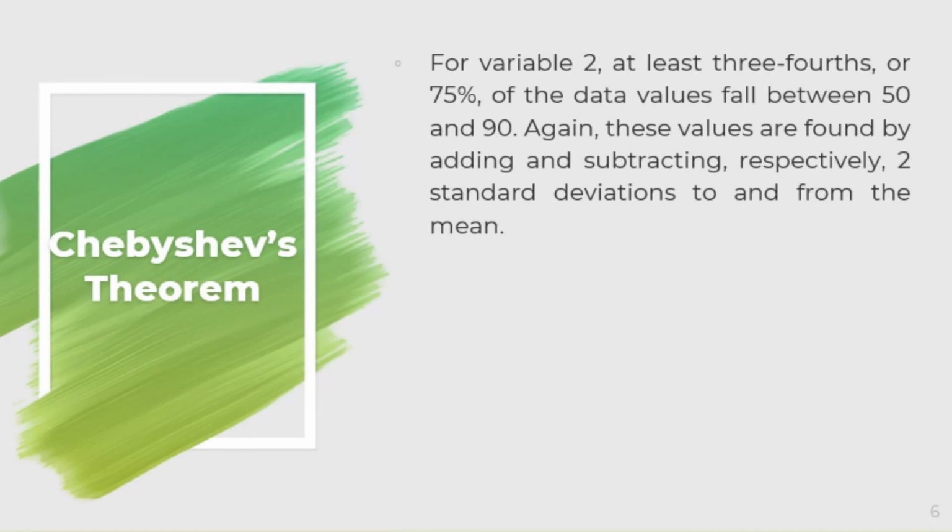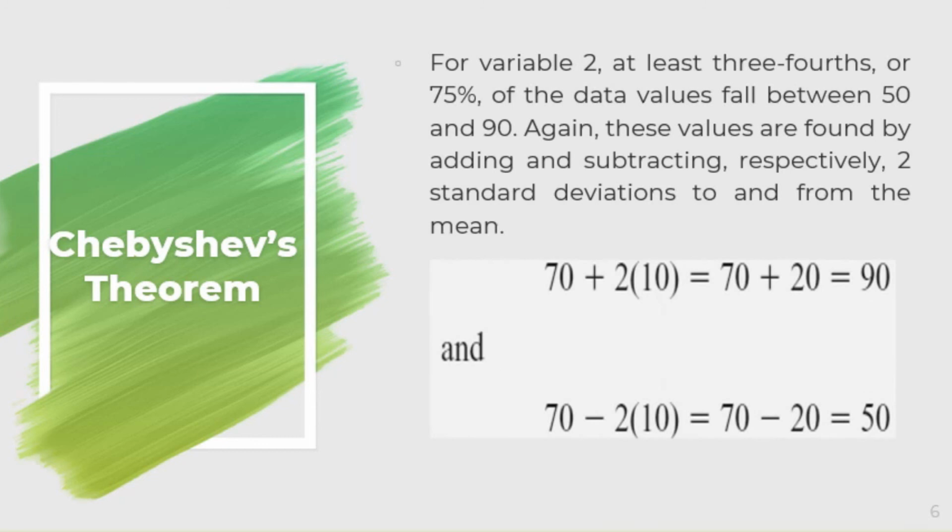For variable 2, at least 3/4 or 75% of the data values fall between 50 and 90. Again, these values are found by adding and subtracting, respectively, 2 standard deviations to and from the mean. 70 plus 2 multiplied by 10 is equal to 70 plus 20, which is equal to 90. And 70 minus 2 multiplied by 10 is equal to 70 minus 20, which is equal to 50.